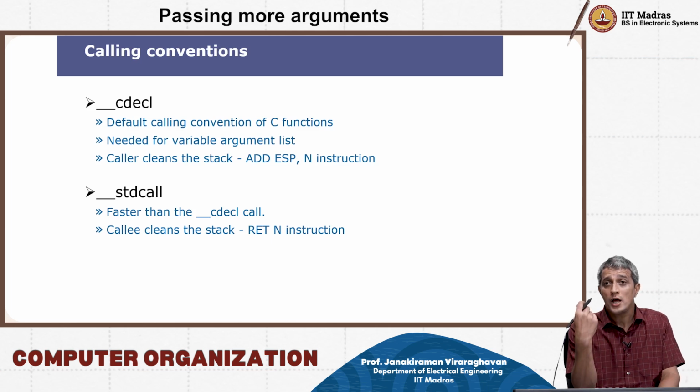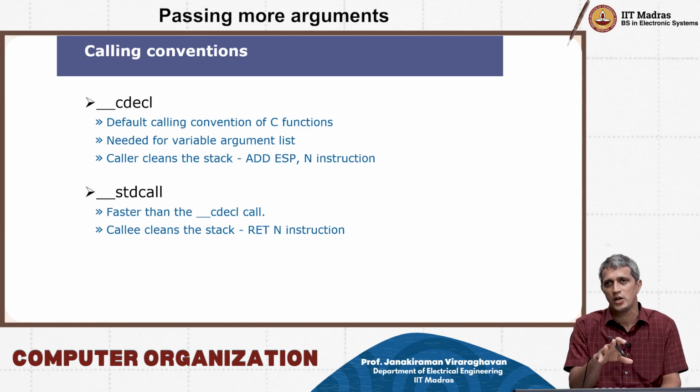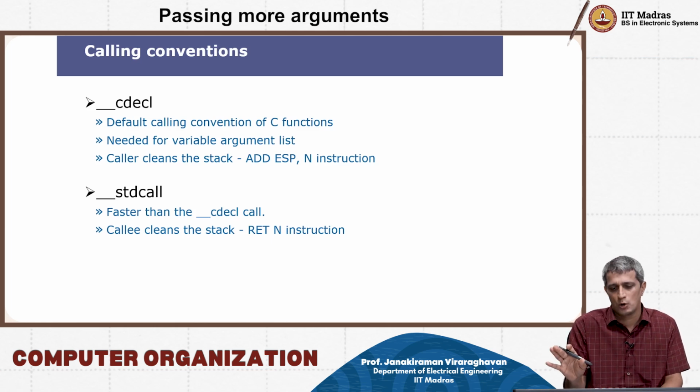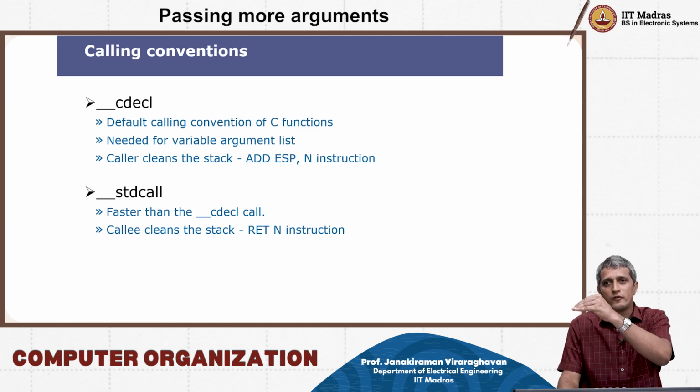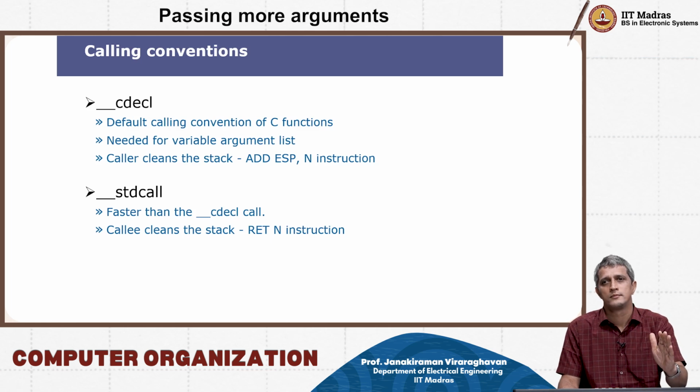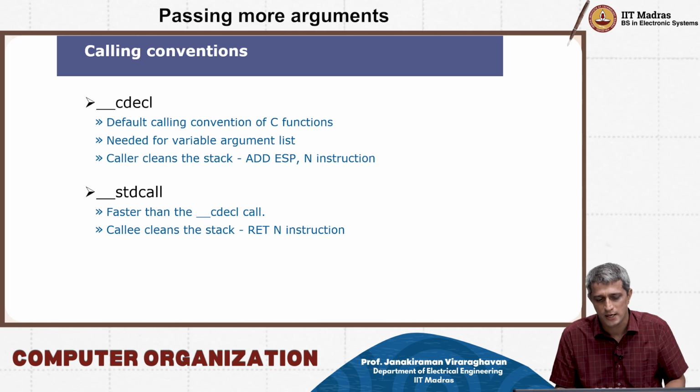So the caller takes care of stack cleanup. That means the cdecl function definition will just have a RET. It will not have a RETN. The add ESP, n will be the instruction that gets executed immediately after the call of this cdecl function, because that is going to do the stack cleanup for you.